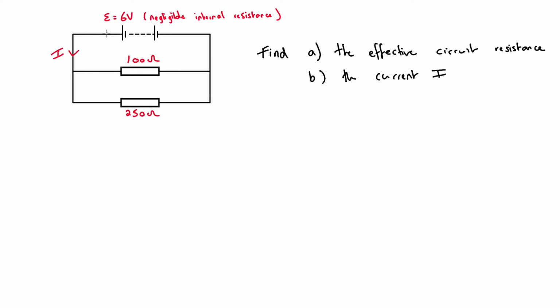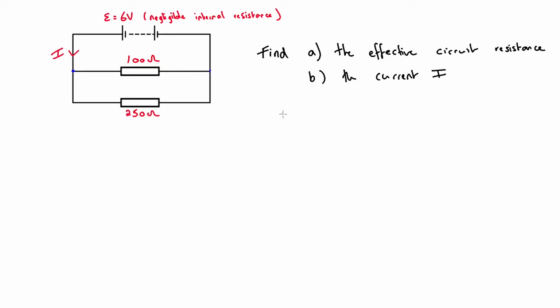Well, when the current leaves the power supply, it moves around here. As it gets to this junction here, it's going to split. Not all of the current that comes from the power supply is going to go through this resistor. It's going to split at this junction. Some current will come this way, some current will come that way, and it rejoins then at that junction there. So it's a parallel circuit. We've got different paths that the current may take through these resistors. We need the effective circuit resistance.